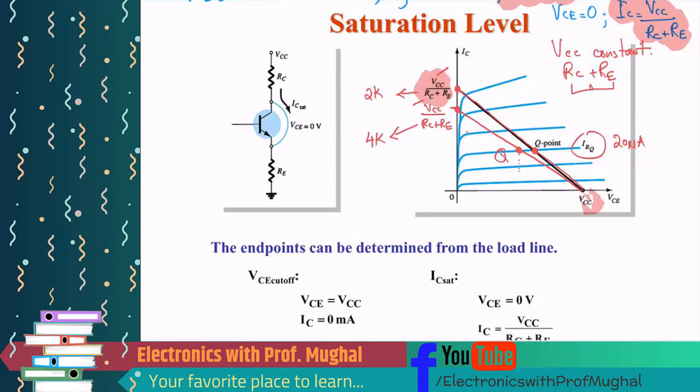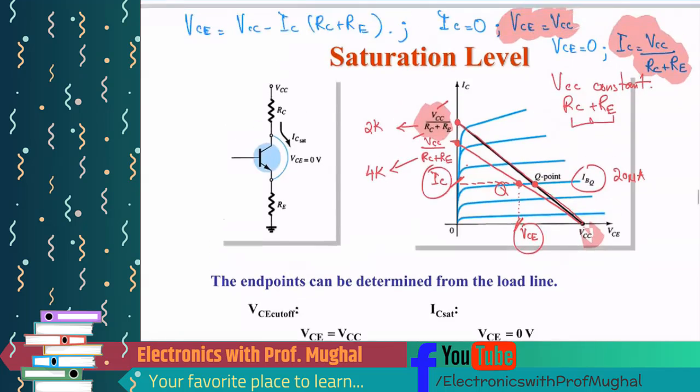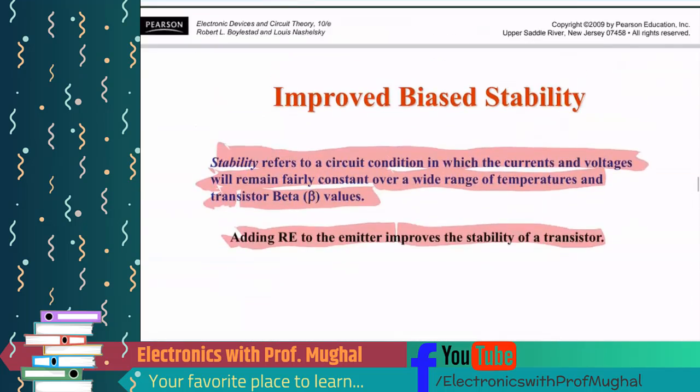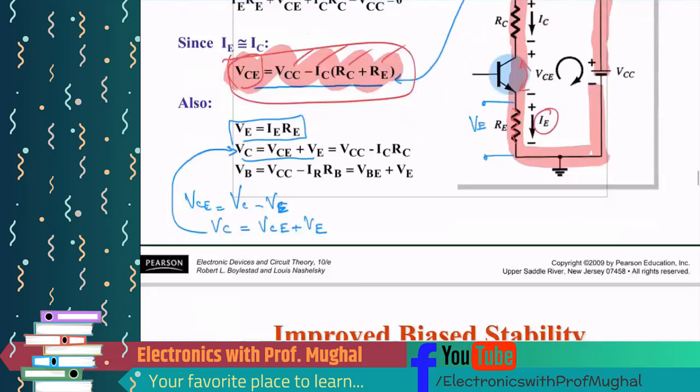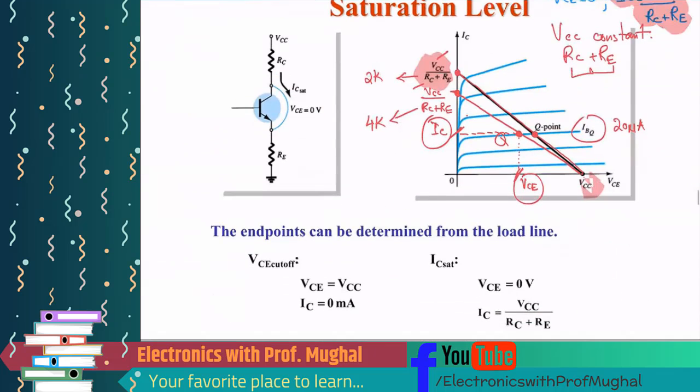And then again, remember folks, this right here, which is your VCE, and this point right here, which is your IC, these values should match with what you will get over here from these equations, okay? You know VCC, you will know IC, you will know RC and RE, whatever you get for VCE from your load line analysis should also be close to what you get over there, okay?